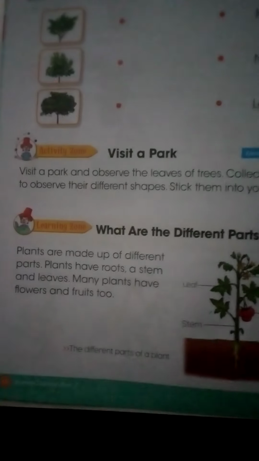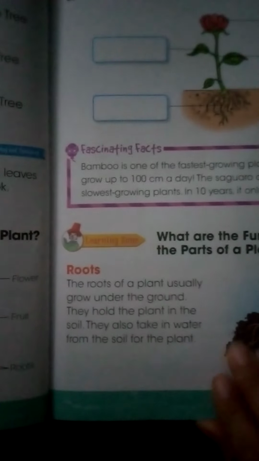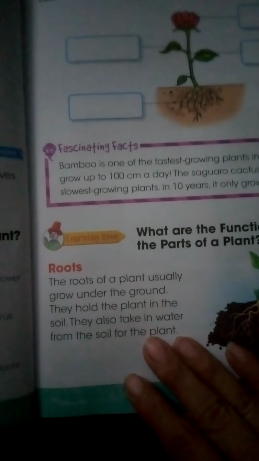Now, what are the different parts of a plant? A plant is made up of different parts. It has roots, stem, fruit, leaf, flower. Here you are going to label the parts of a plant: roots, leaf, stem, flower.